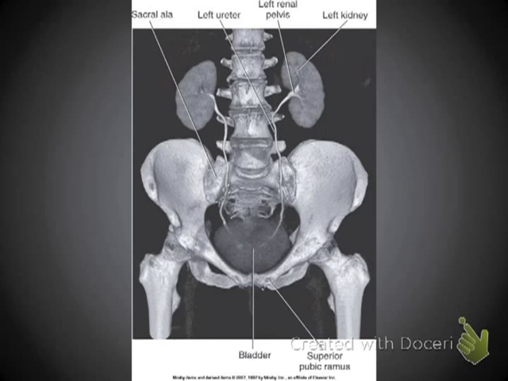We also have the left kidney, the right kidney, the renal pelvis here and here, leading into the ureters. So the UPJ. And we have the UVJ here, which we're not really demonstrating very well.